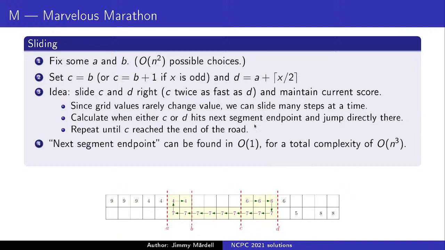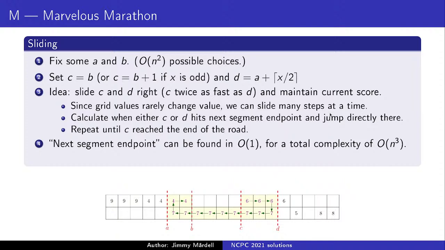So this next segment endpoint can be found in constant time, which leads to a total time complexity of big O of n cubed, because there were n squared choices of A and B, and then basically n different interesting steps to consider for how C and D are configured. So this was how to solve a special case of the problem, and there were lots of cases I didn't cover.